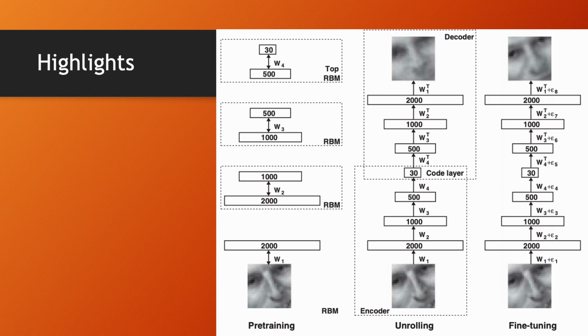So in this diagram, as we can see, pre-training consists of learning a stack of restricted Boltzmann machines, each having only one layer of feature detectors. The learned feature activations of one RBM are used as the data for training the next RBM in the stack. After the pre-training, the RBMs are unrolled to create a deep autoencoder, which is then fine-tuned using backpropagation of error derivatives. So as you can see, we have the pre-training, unrolling, and then fine-tuning. Take a minute to appreciate this image.